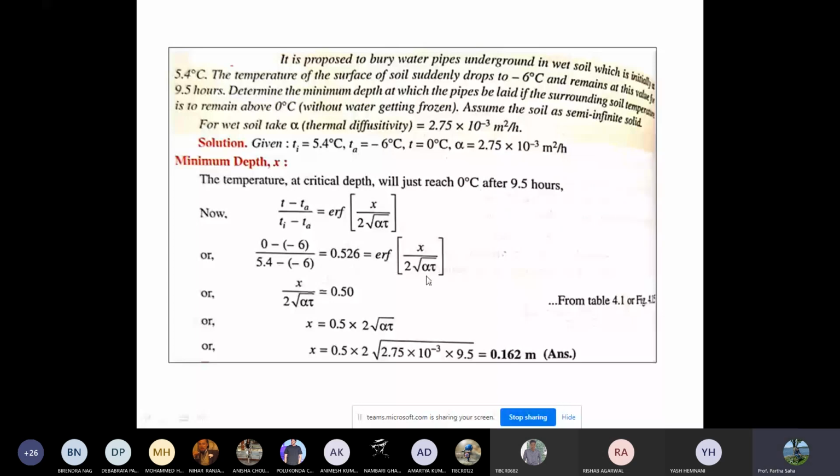Now you have to determine x. Alpha you know, and time is also given, 9.5 hours. Here you see alpha tau, you didn't change tau to seconds because alpha was given in hours, so the hours cancel. You solve for it, and then you will get x equal to 0.162 meter. Okay, so it's as simple as that.